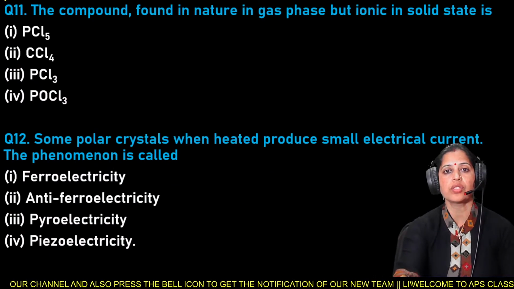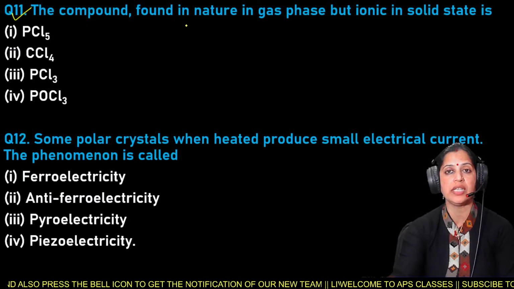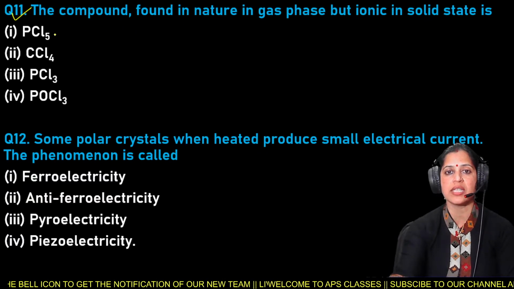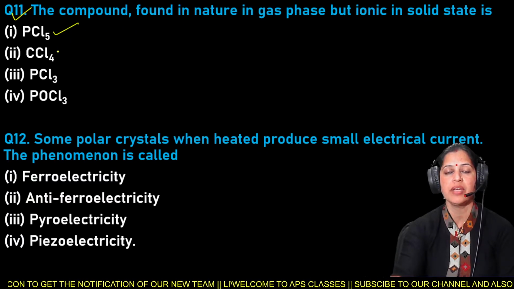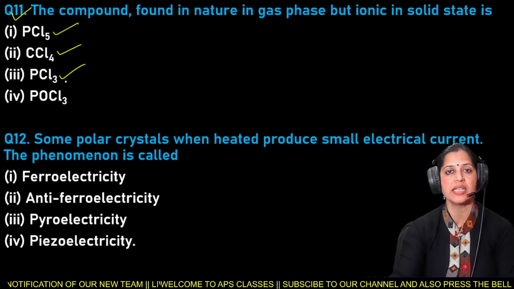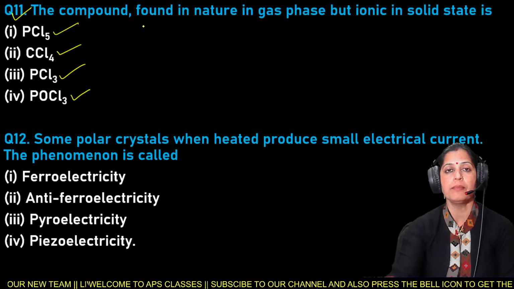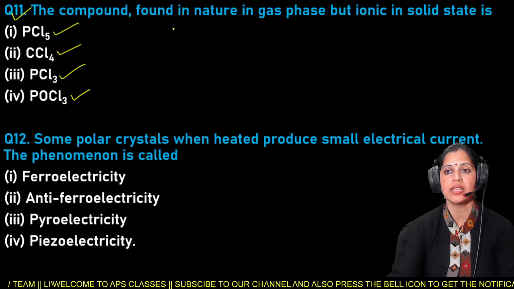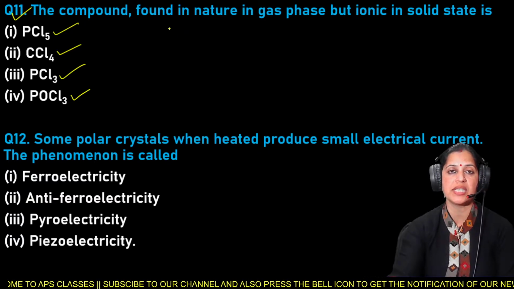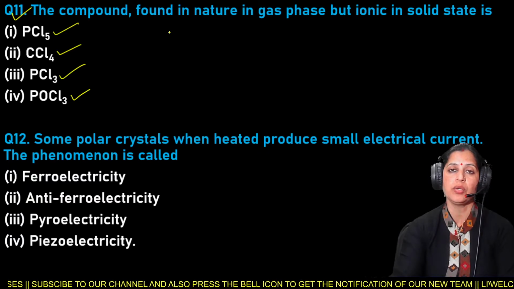Now shift to question number 11. Question number 11 is: the compound found in nature in a gas phase but ionic in the solid state is. Options are PCl5, CCl4, PCl3 and POCl3.